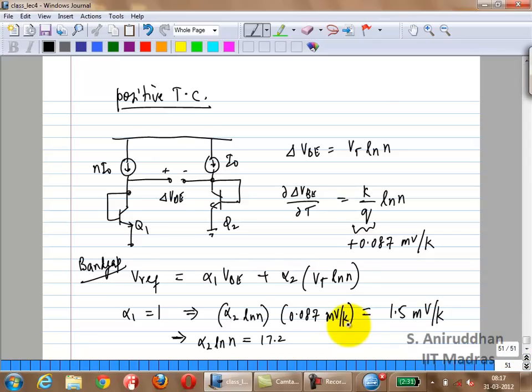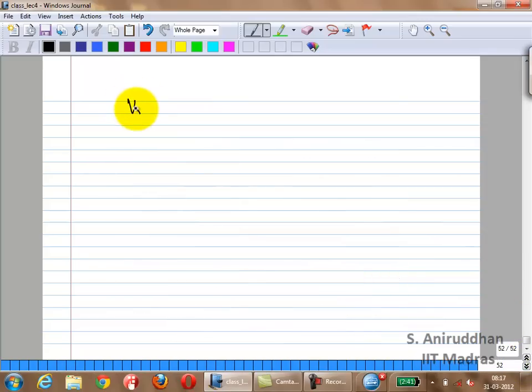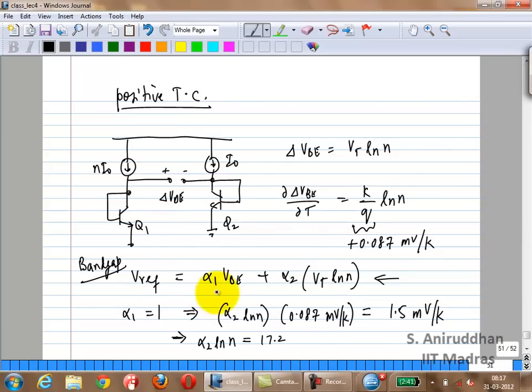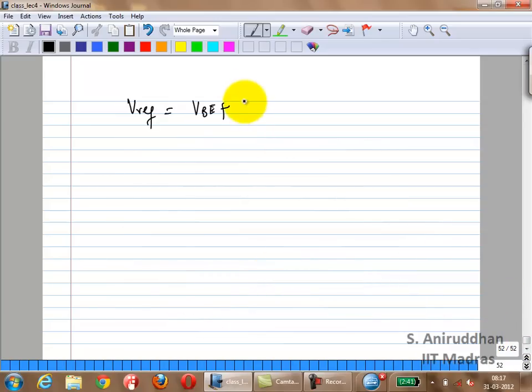Okay, so now that you have found this out, you can find out the full expression for VBE again. Just substitute it back here. So alpha 1 is 1, so this just becomes VBE. What is the second portion? It's just 17.2 VT. And at room temperature, this happens to be approximately 1.25 volts. Okay?